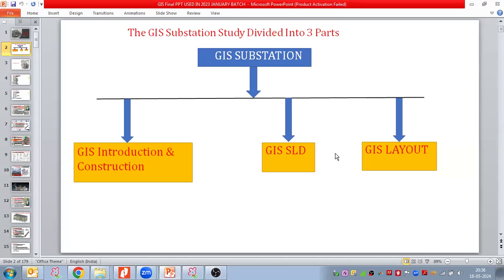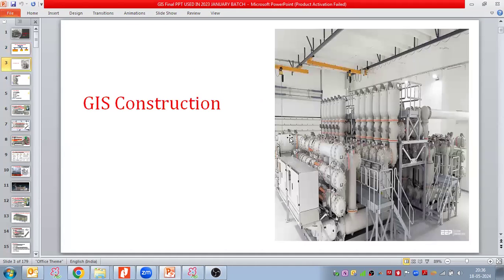So these discussions we have divided into three parts. Let us start first with the introduction and constructions, and then taking the construction concept, we will enter into the SLD preparations, and taking the constructions plus SLD concept, we will enter into the layout drawing preparation for the GIS. So let us start first with the GIS constructions and the introduction.